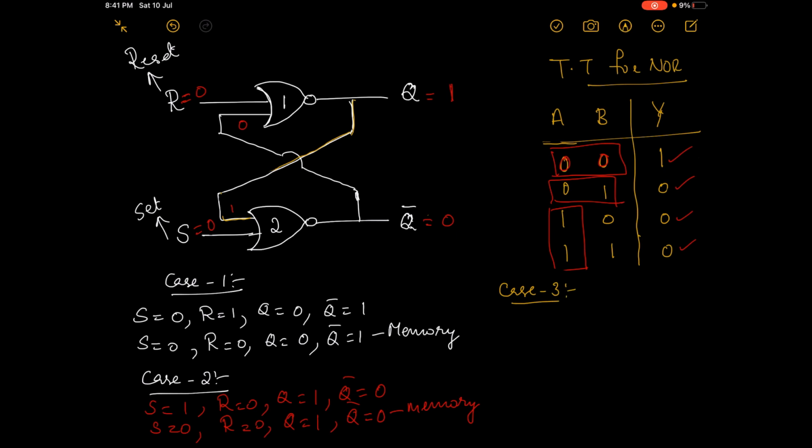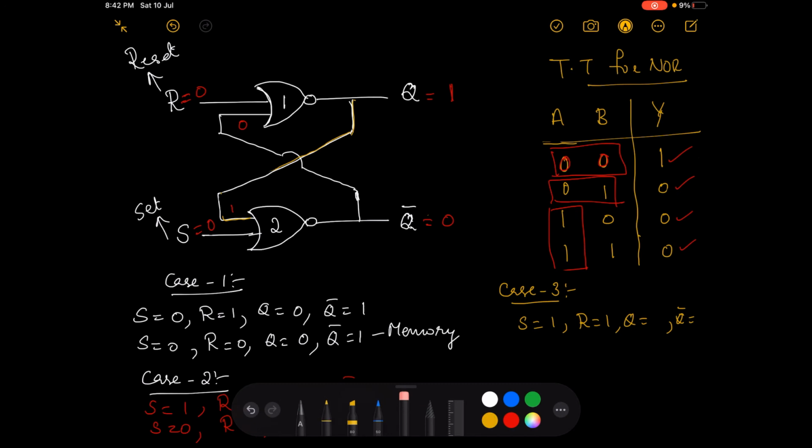That is, when you give the input values as S equal to 1 and R equal to 1, we are giving 1 for both S and R. What will be the output? What is Q and Q bar? So let me remove all these inputs that we had given in the previous case.